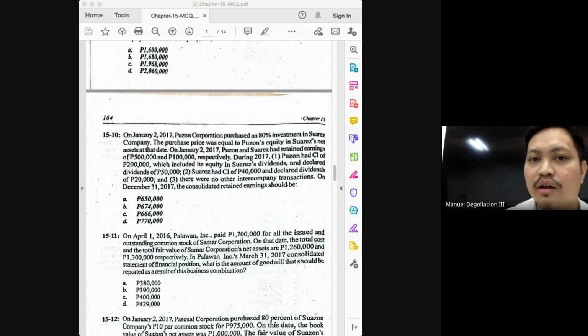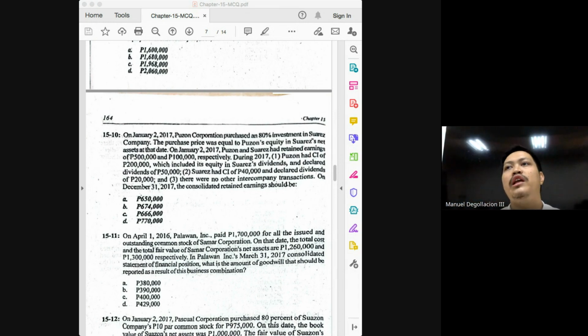No. From the 200,000, what do we need to do? We need to remove the dividend income included in that amount. And how much is the dividend income included in that amount? You check how much dividends were given by the subsidiary. How much dividends were given by the subsidiary, class? Total dividends given by the subsidiary is 20,000.